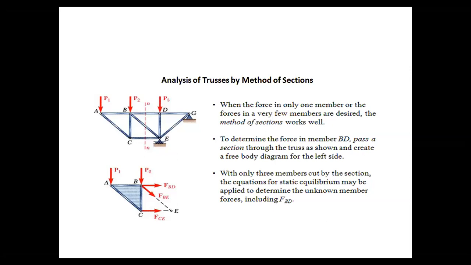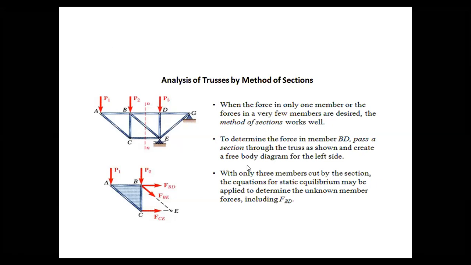So, analysis of truss by method of section. The first criterion is when the force in only one member, or the forces in a very few members, are desired, we have to apply the method of sections. If the force is required in some members, a few members, or one member, then we have to use the method of section for evaluating the truss.